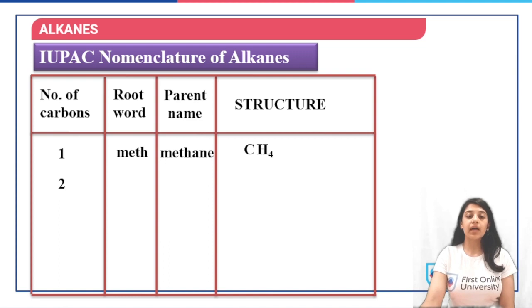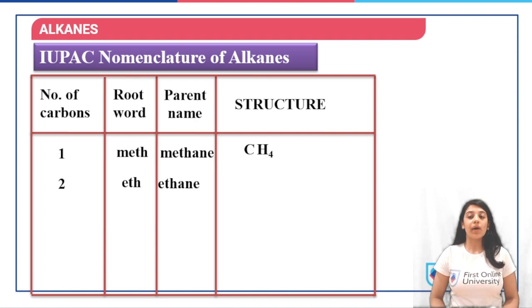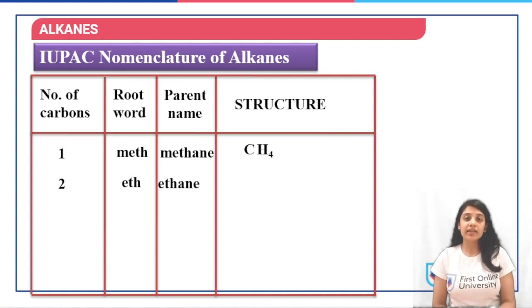If the number of carbon atoms is 2, the root word would be eth. The parent name would be ethane, because we are talking about alkanes as of now. So ane is the suffix that is used. When I said 1 degree suffix, it means the suffix for alkanes. 2 degree suffix means for alkenes. 3 degree suffix for alkynes. That would be ene for alkenes, ine for alkynes, ane for alkanes.